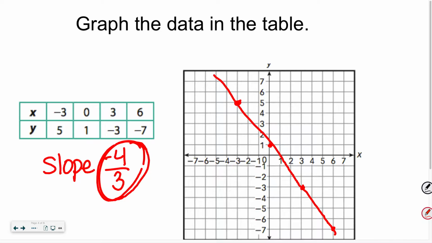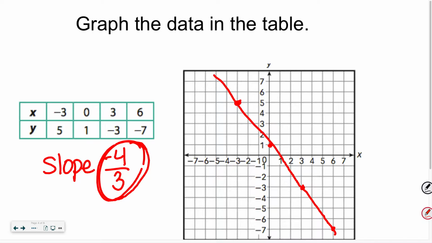Change in y with the change in x. How are we moving? When y changes, how does it move? It moves up or down. Good. When x changes, how does it move? It moves left or right. So we know our slope is the change in y over change in x, and we know it's -4/3. How are we moving? We're moving down and then we're moving right.